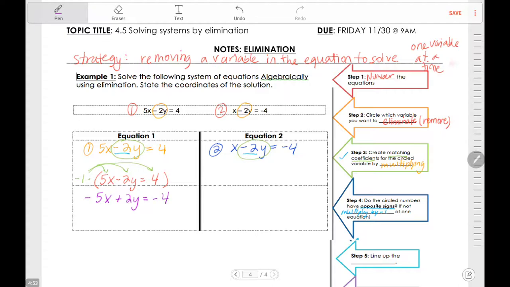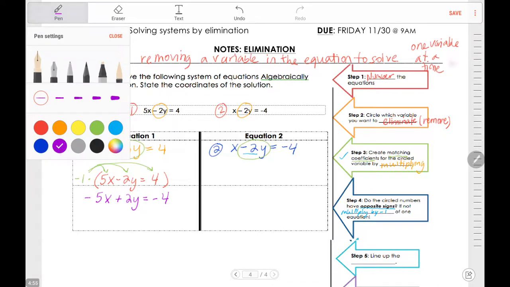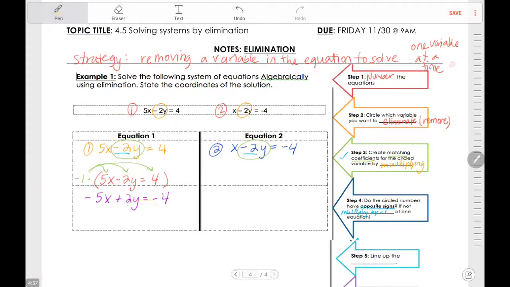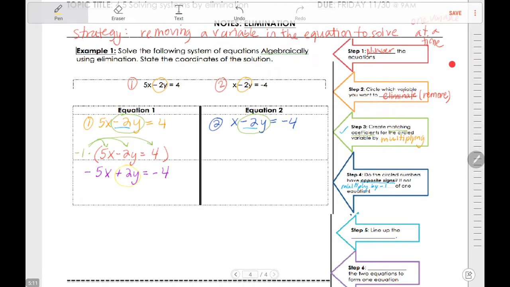Have we gotten opposite signs now? So let's take a look. I wanted to isolate y. So I have a plus 2y. That's my term with the y. And then here I have a negative 2y. Are they opposite signs? Yep. Positive, negative. And are they the same number that's next to it? 2 and 2? Yes. So here comes the magic.